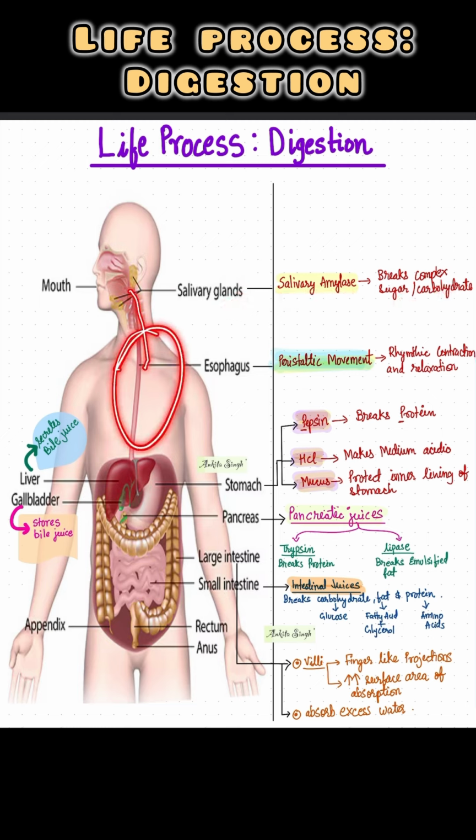The second part is esophagus, which is also known as food pipe. The food pipe undergoes peristaltic movement. Peristaltic movement is nothing but a rhythmic contraction and relaxation of the muscles of the food pipe. Then with the help of peristaltic movement, the food reaches this part, which is our stomach.